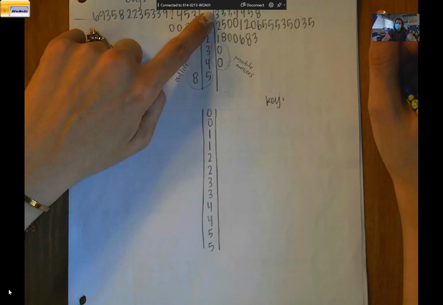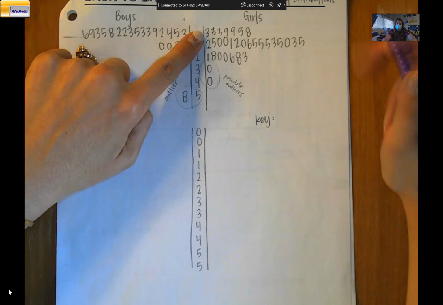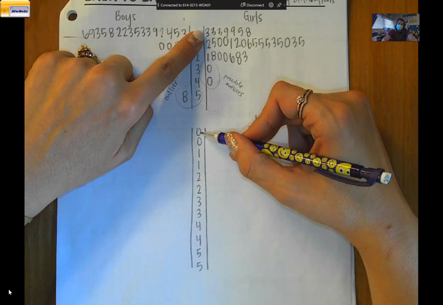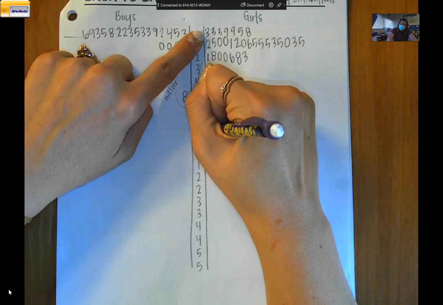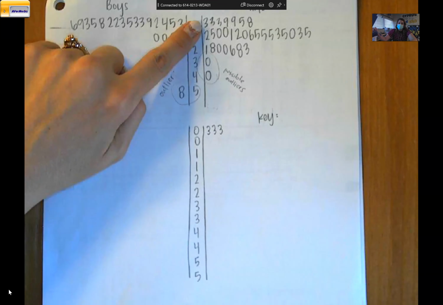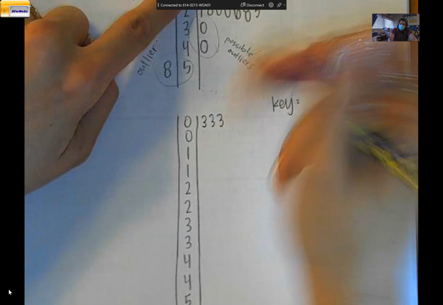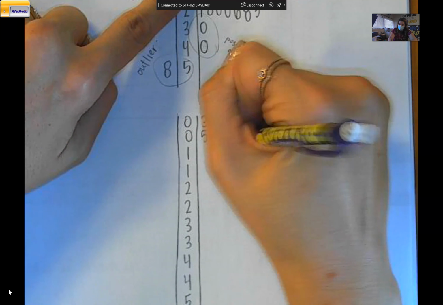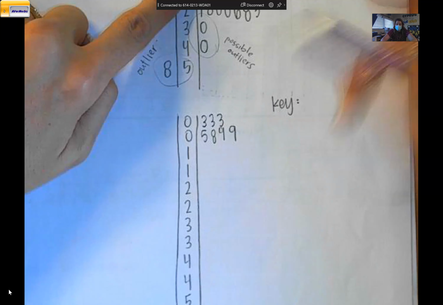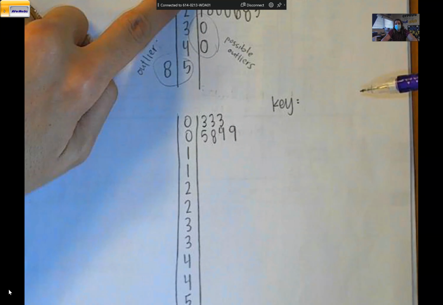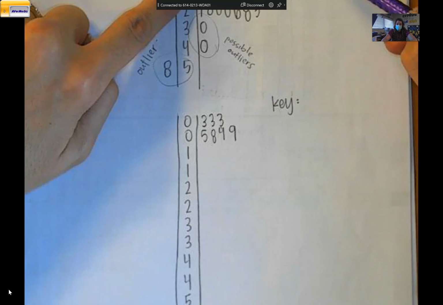Then when you go through and redo this, make sure that your leaves are in order. So for the lower stem on the girls, it would be 3, 3, 3. And on the upper stem, it would be 5, 8, 9, 9. And notice that my numbers line up vertically. So this is where you go through and order your leaves.